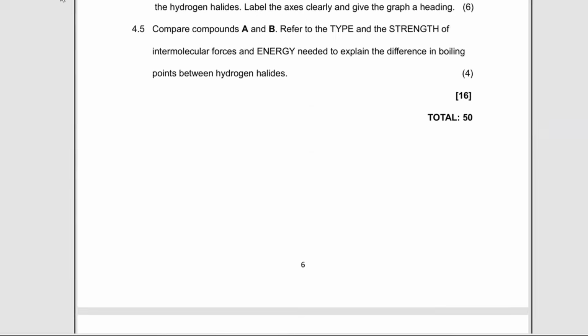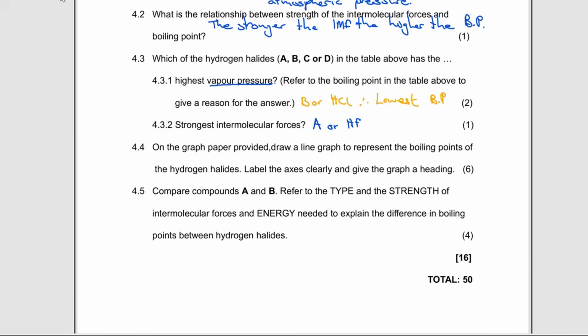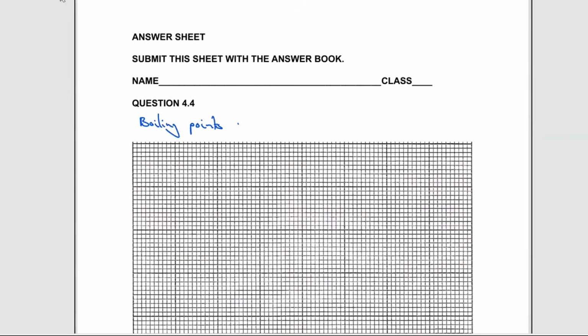What are we boiling? Of 4 hydrogen halides, right? So we can just say boiling points of different hydrogen halides, like that. Then after that, we're supposed to label our graph, right? For us to be able to label this graph, we're supposed to look at it in terms of the scale, right?